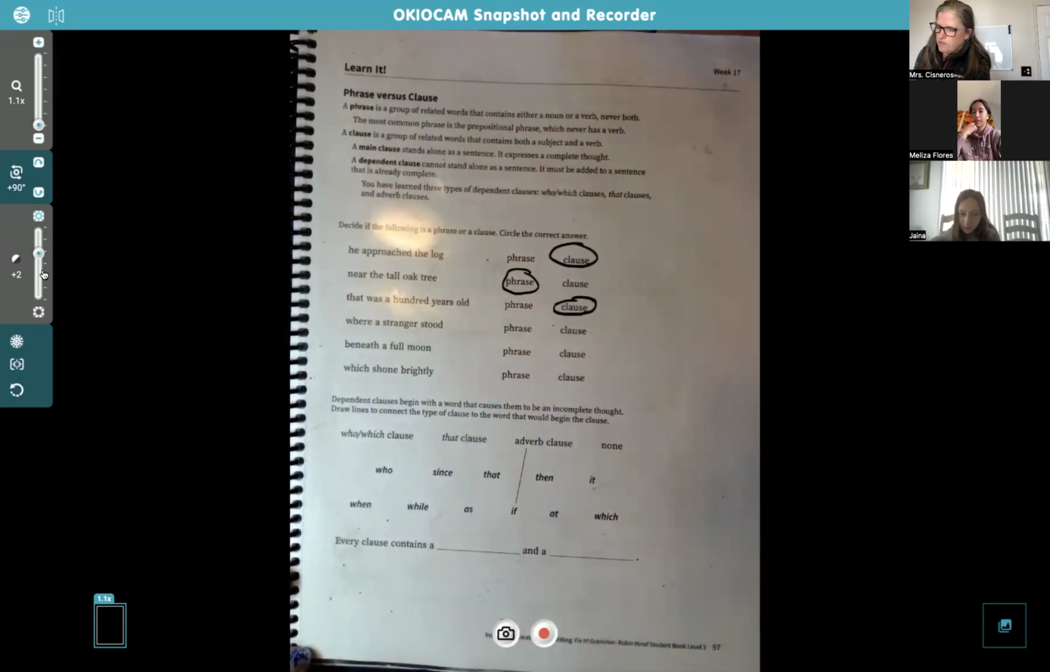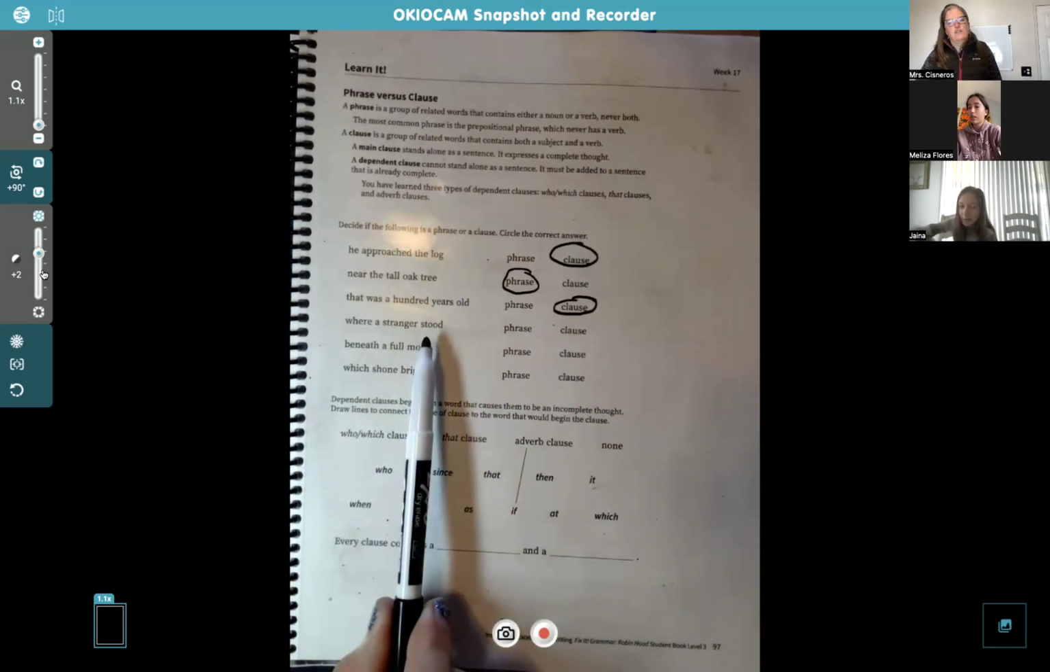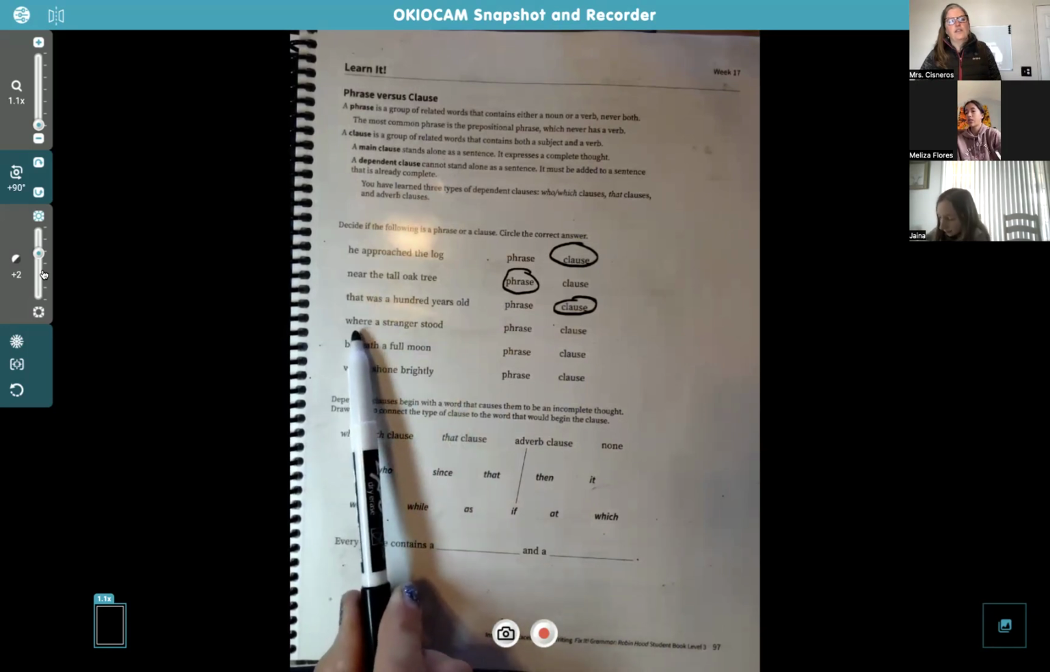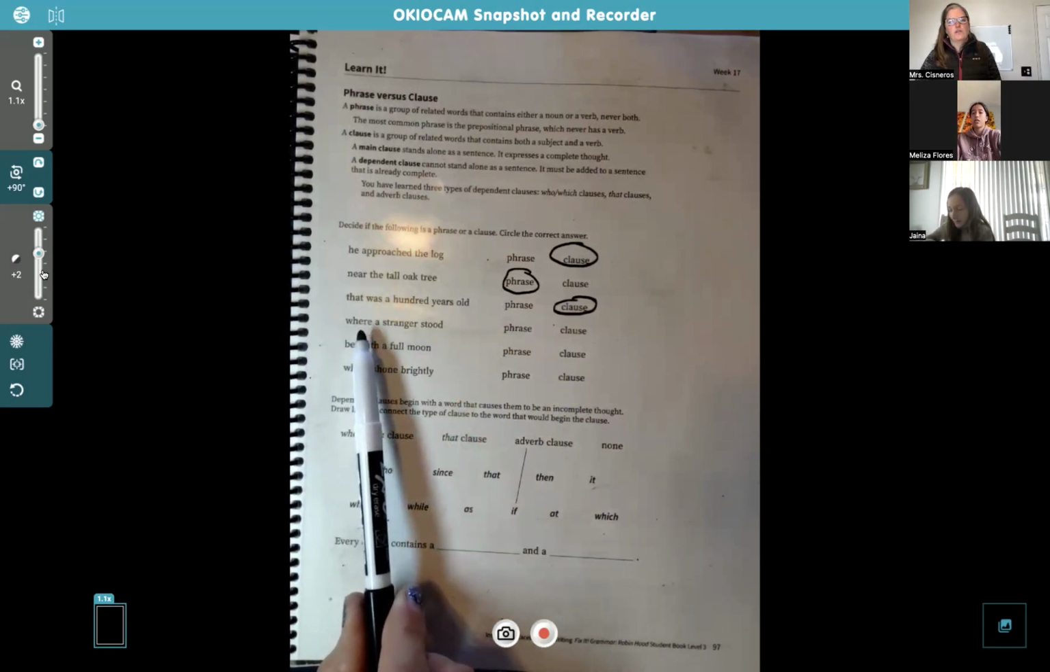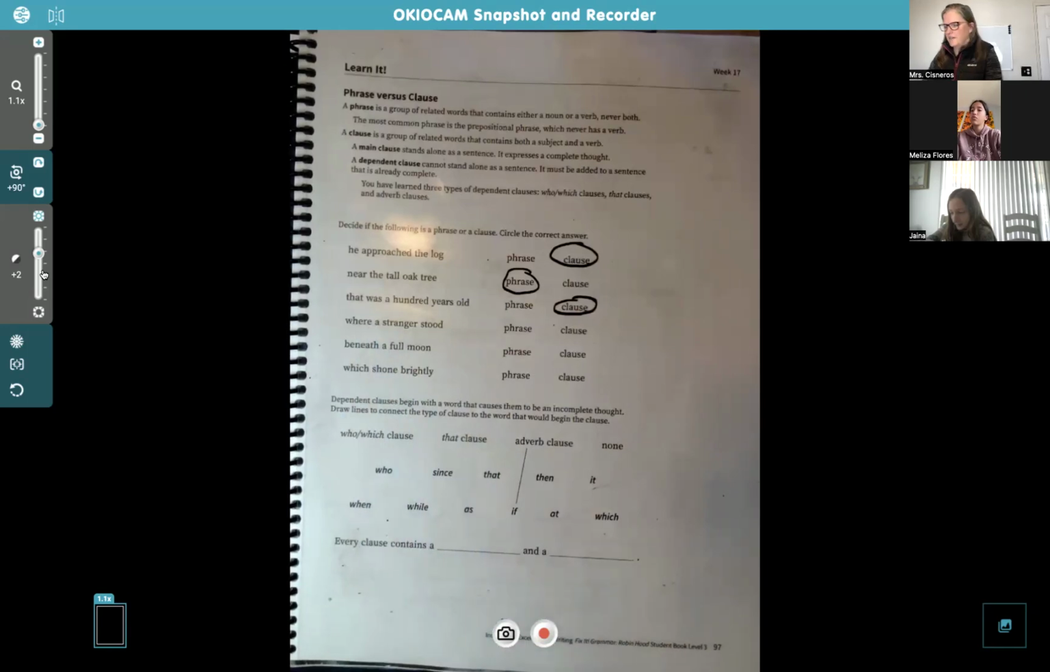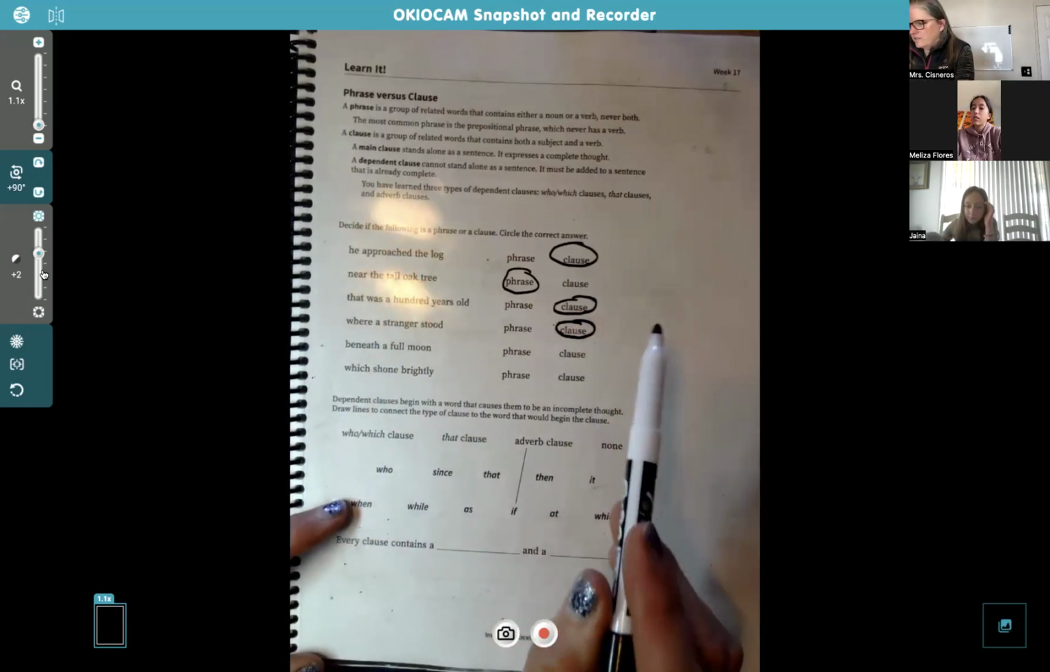And then the next one, this one's a little tricky too. Jana, what's the next one? Where a stranger stood. Phrase. Nope, it's going to be a clause because of stood. That's an action right there. Plus, where is an adverb word. So this is one of those adverb clauses. Yeah, tricky. So that's a clause.